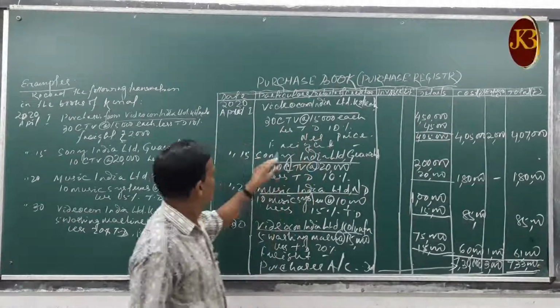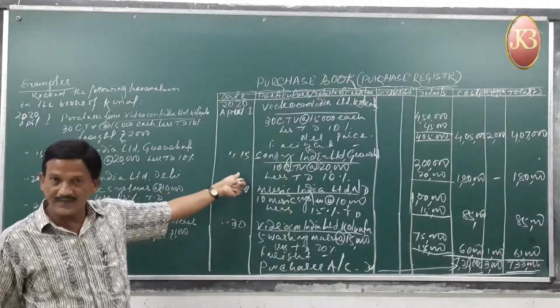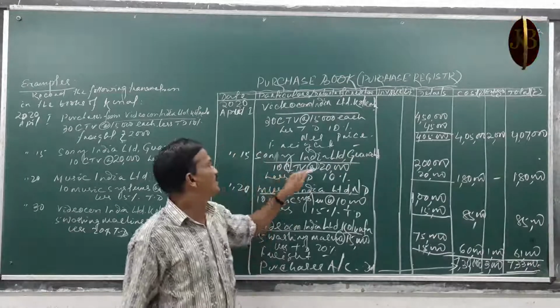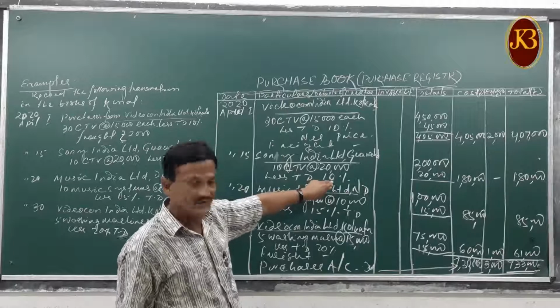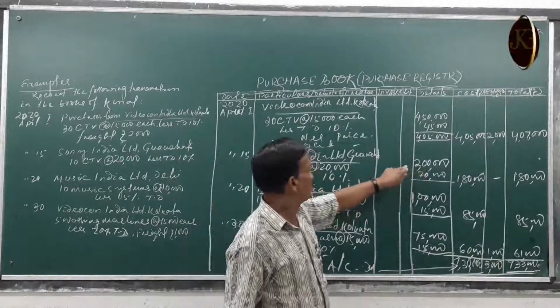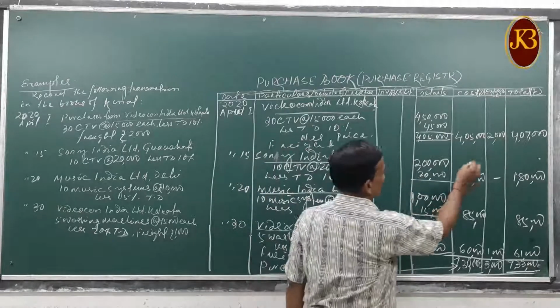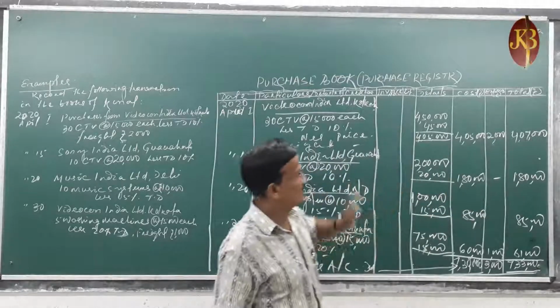That is freight inwards. Then Sony India Limited, purchased on April 15 from Guwahati, 10 color televisions, 20,000 each, less trade discount 10%. Then total is 2 lakh, less 10%, 20,000. So 1,80,000 net price. Then no freight charges, so 1,80,000 total.